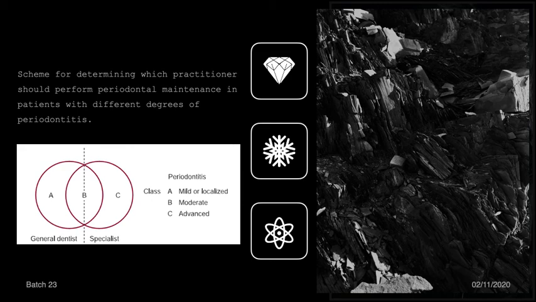So the schema for determining which practitioners should perform periodontal maintenance for patients with different degrees of periodontitis is basically: mild to moderate can be treated by a general practitioner rather than a specialist referral. If the patient has periodontal disease of moderate to advanced level which cannot be managed with non-surgical periodontal procedures or with minor periodontal surgeries, then you have to refer the patient to a specialist for proper periodontal surgery.